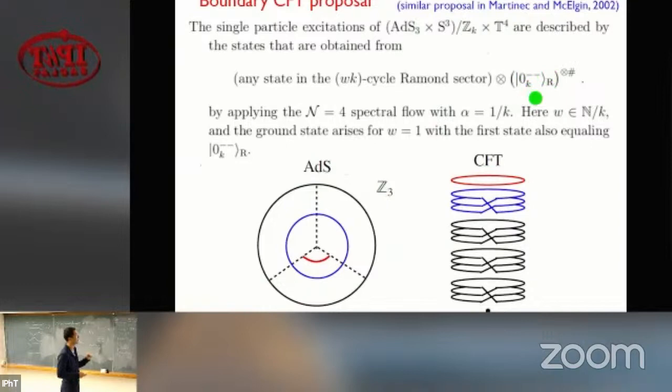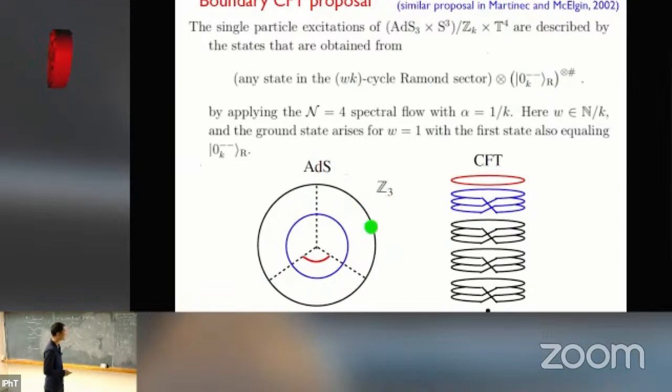We start with this Ramond ground state and the excitation on top of this W k-cycle. A full cycle in the original AdS, if you fold it, becomes a three-cycle. So one cycle becomes three-cycle, and one-third cycle here becomes a one-cycle. We also need to do an extra spectral flow to match the spectrum. It was explained well in this paper.